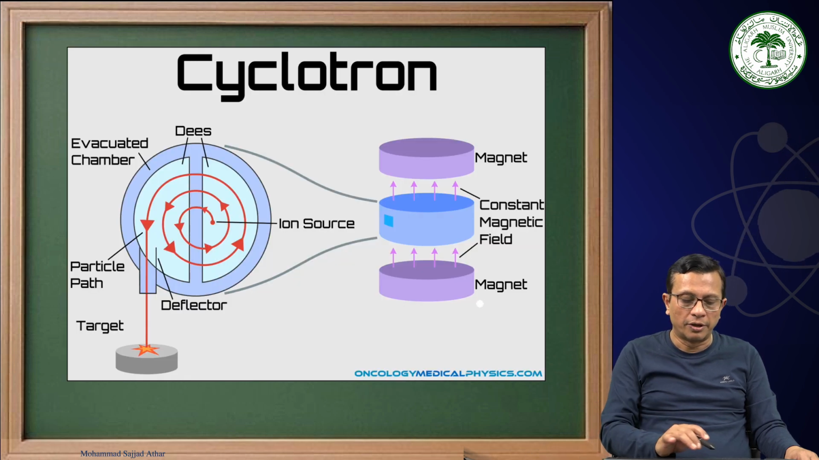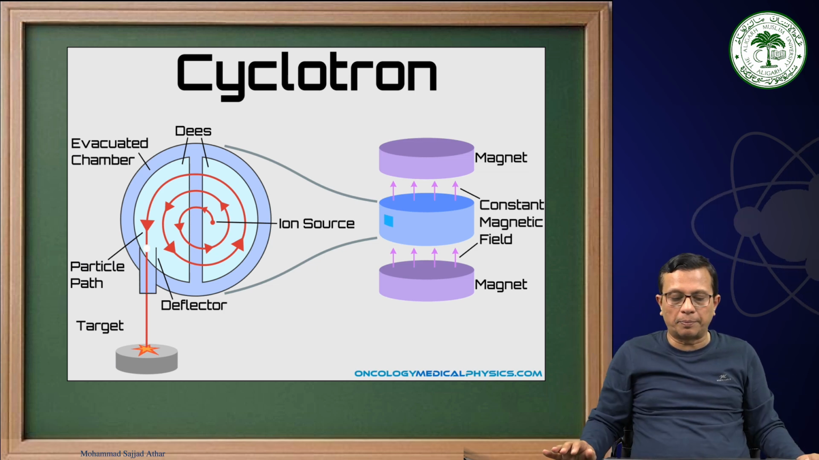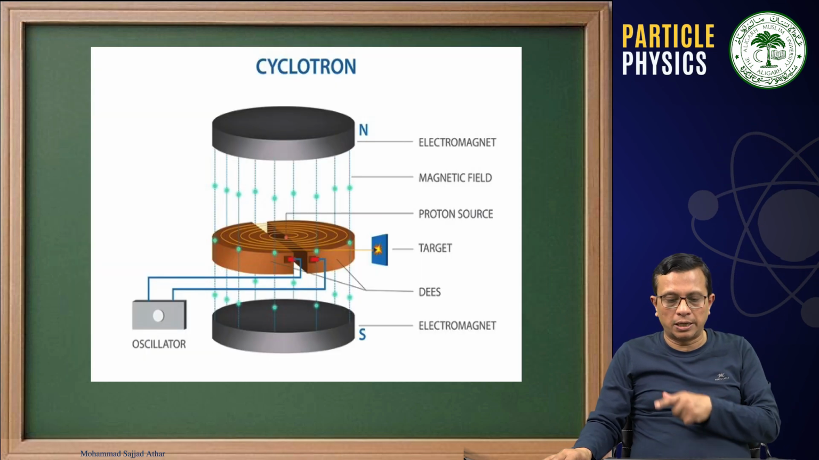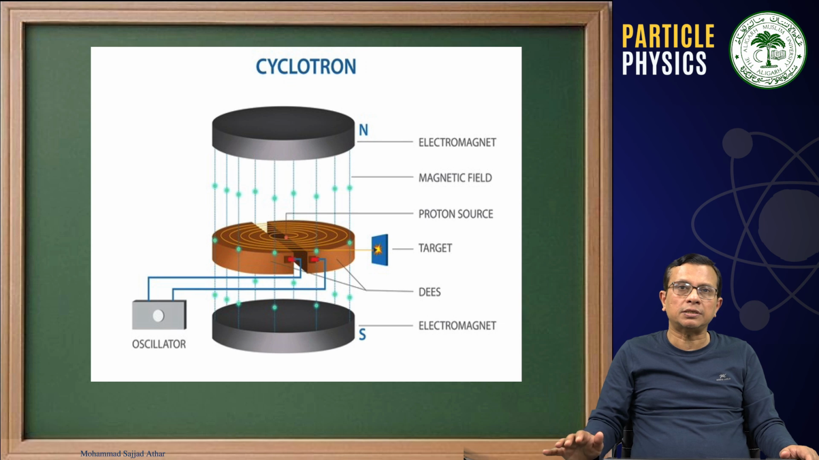Therefore, this is how we are talking about. These are the two Ds through which the particle is traversing, and then you are applying a perpendicular magnetic field so that the path of the orbit of this projectile, or the particle which you are accelerating, is circular.